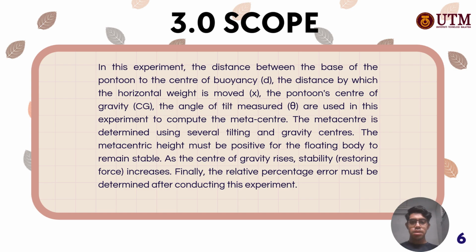Next, the scope. In this experiment, the distance between the base of the pontoon to the center of buoyancy, D, the distance by which the horizontal weight is moved, X, the pontoon's center of gravity, CG, and the angle of tilt measured, theta, are used to compute the metacenter. The metacenter is determined using several tilting and gravity centers. The metacentric height must be positive for the floating body to remain stable. As the center of gravity rises, stability and restoring force increase. Finally, the relative error percentage must be determined after conducting this experiment.